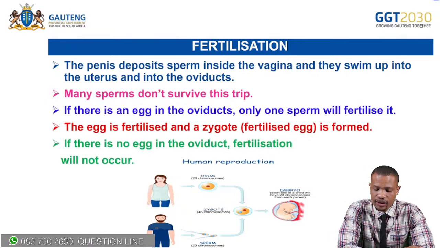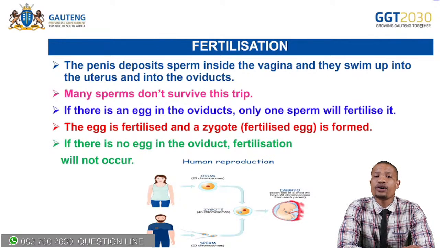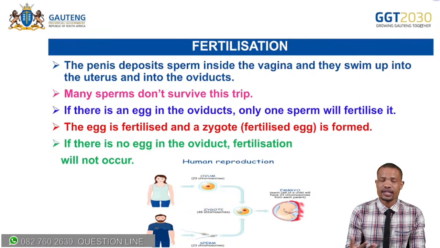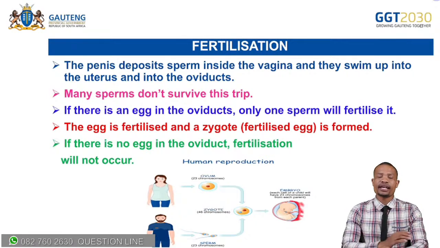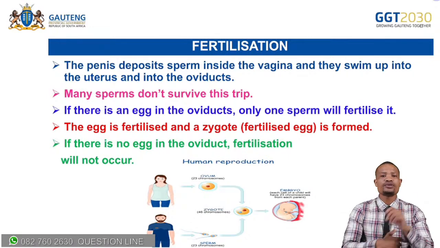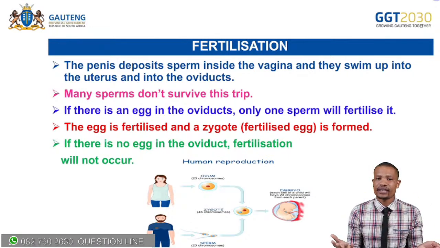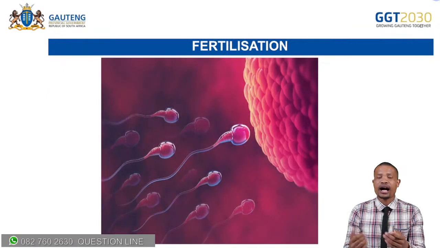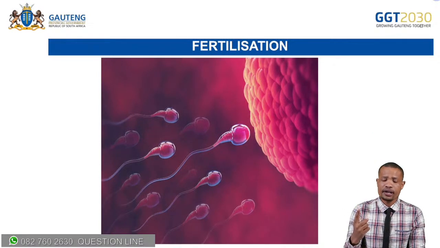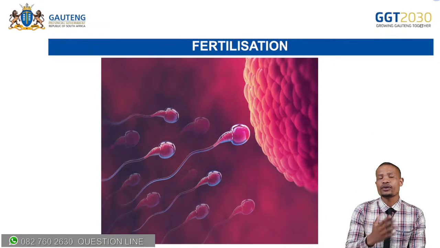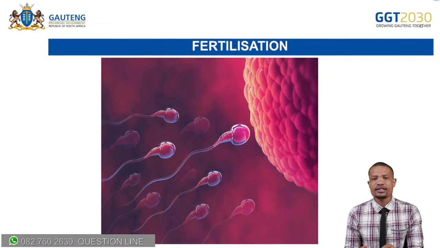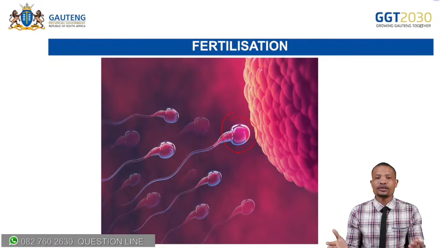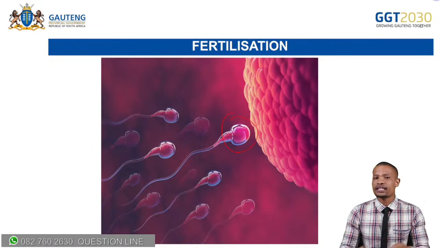If there is no egg in the oviduct, fertilization will not occur. So fertilization only occurs if there is a ripe egg in the oviduct. If the egg is not there, then there won't be any fertilization, because the sperm will be just shooting to get there and only to find nothing. So it will be wasting its efforts. So this is basically how the one sperm out of the many sperms that go into the oviduct is the only one to succeed. So this is the egg, and this is the only sperm, by the look of things, that's winning these Olympics.